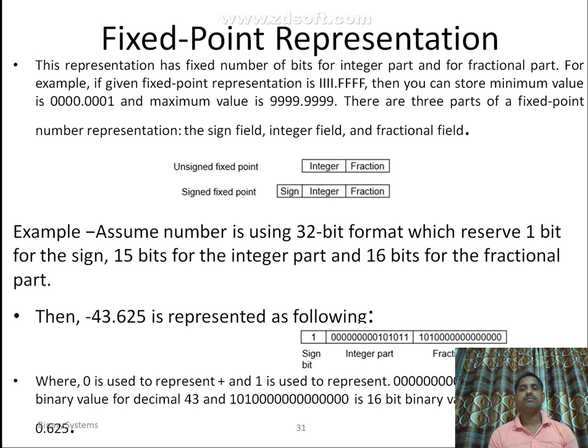So in fixed point representation, there are two parts: first the integer part and then the fractional part. Okay, for signed fixed point you have sign, integer and fractional parts. Okay, see, assume a 32-bit number with the value minus 43.625. The fractional part is a 16-bit binary value and the integer part is 43. Okay, then 1 is the sign bit, that is, minus is used for the sign.